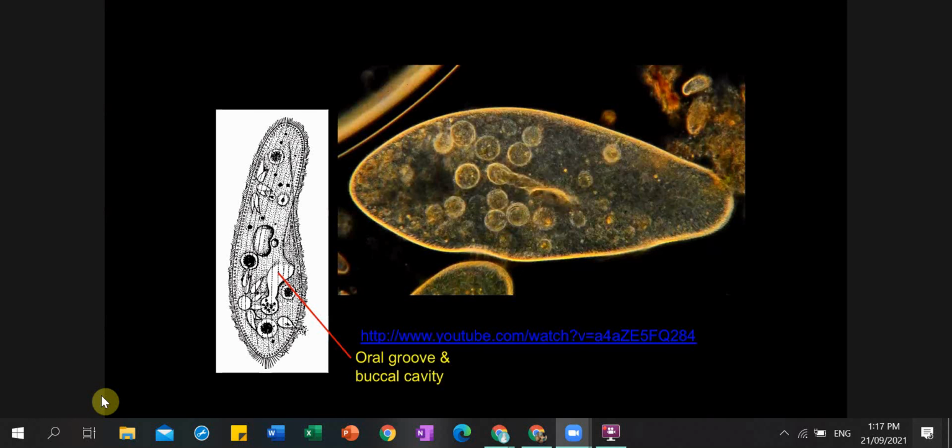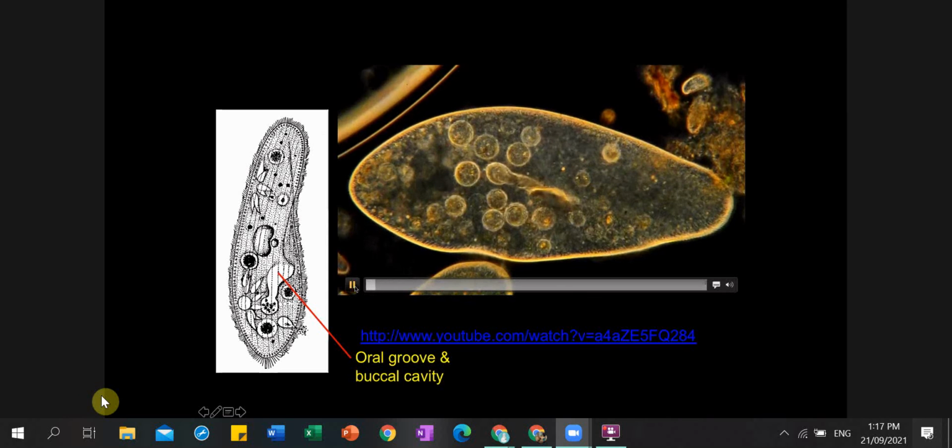Oral means mouth, right? So the groove is like a mouth. And the buccal cavity means the base here, right? The space within the mouth, we call it the buccal cavity. Okay? So this is where they will take food in. And we can have a look at this now.